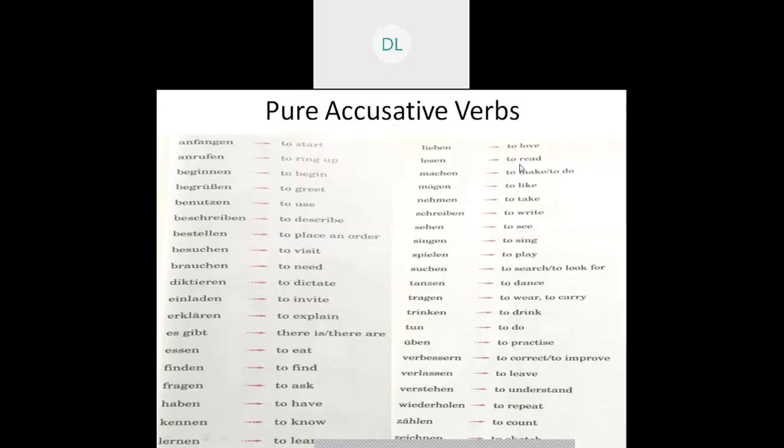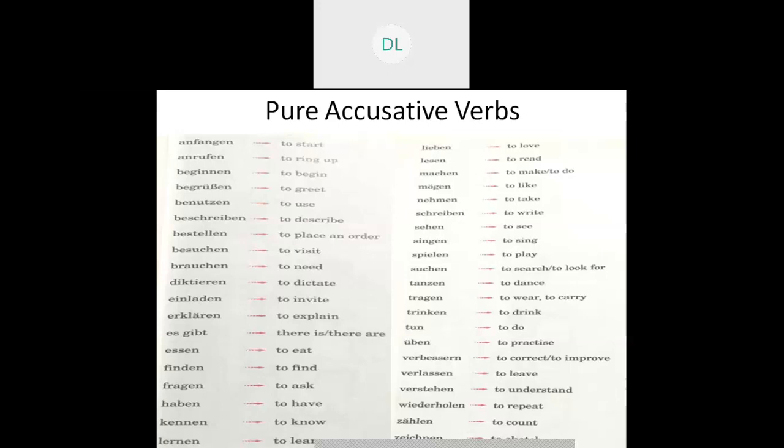So this is a list of pure accusative verbs. They all are transitive verbs. Transitive verbs, matlab, they definitely require an object. So whenever I have one of these verbs in the sentence, I will be using the accusative table, that is, der changes to den, ein changes to einen, mein changes to meinen.